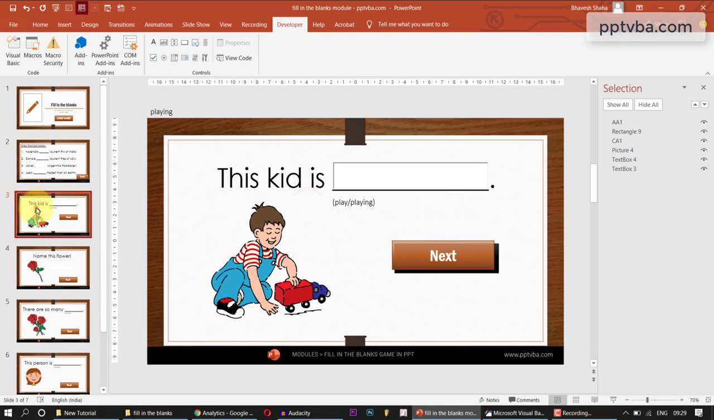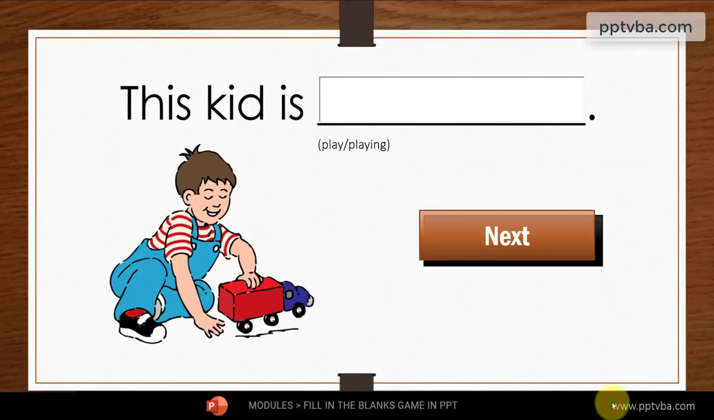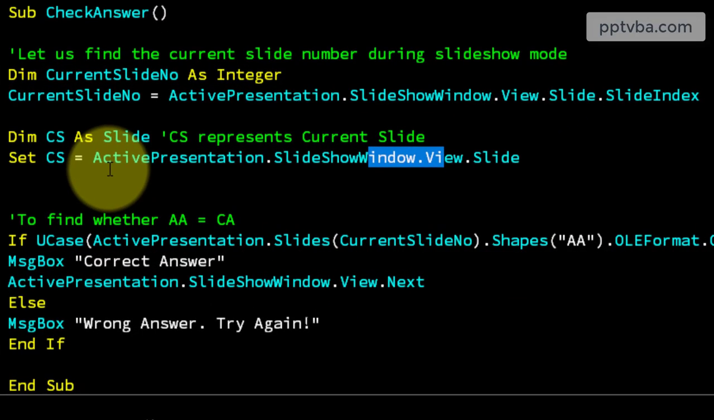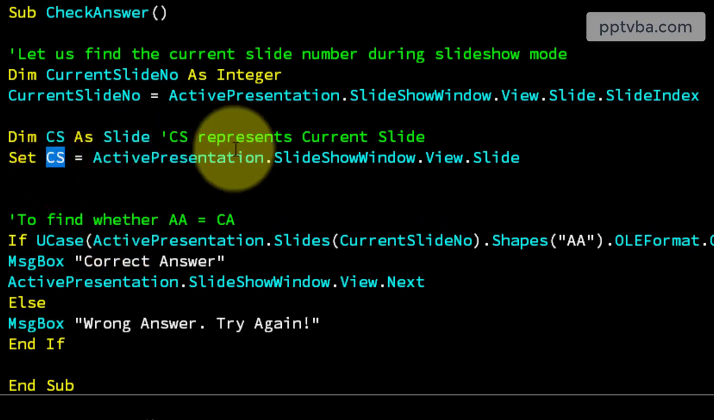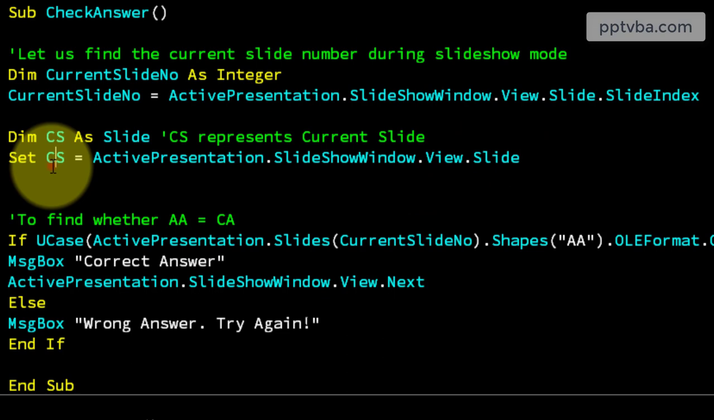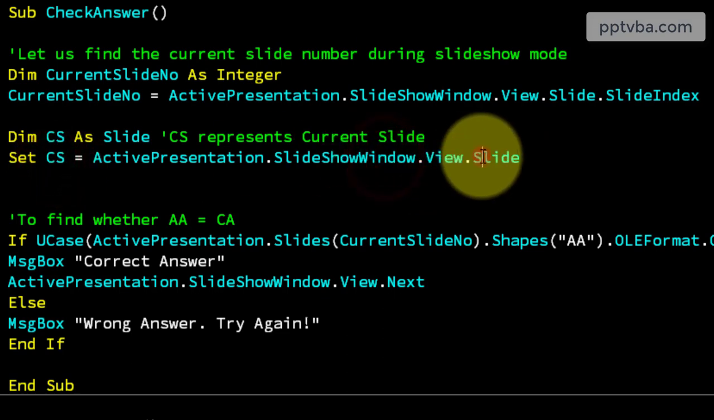So I'm in slide number 3, and if I go to slideshow mode and run that code, it will show that I am in slide number 3. And that slide number 3 is stored in the variable called CS. And the value of CS changes according to the slide we are in. If I go to slide number 4, CS will become slide number 4.